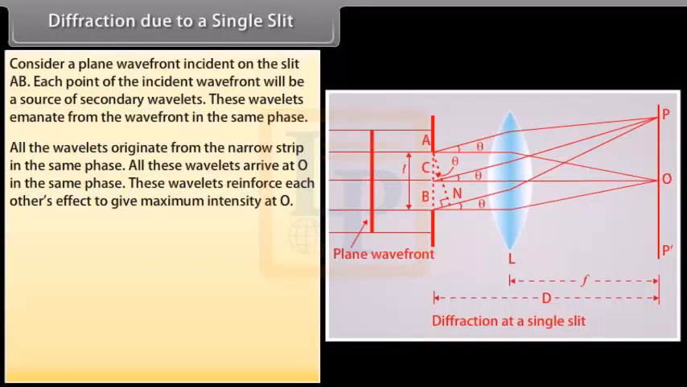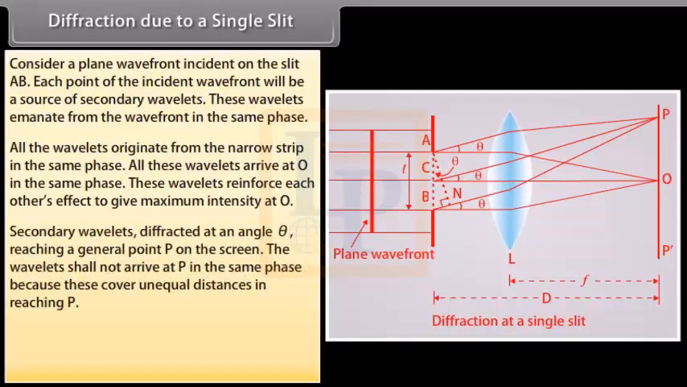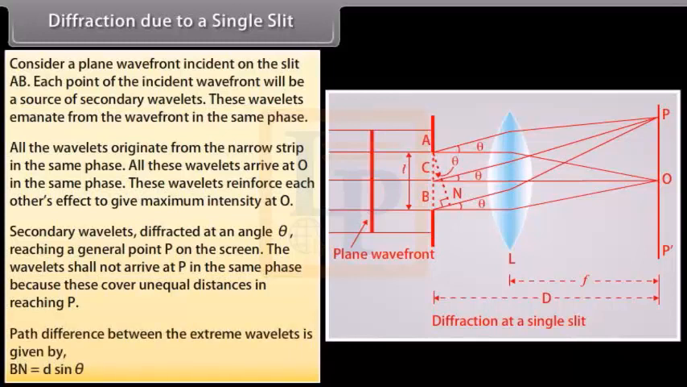Now consider the formation of secondary minima and secondary maxima. Secondary wavelets diffracted at angle theta reach a general point P on the screen. The wavelets shall not arrive at P in the same phase because these cover unequal distances in reaching P. Path difference between the extreme wavelets is given by BN = d sin theta.